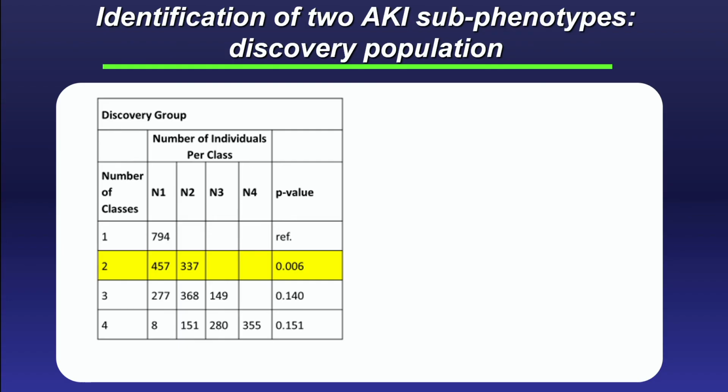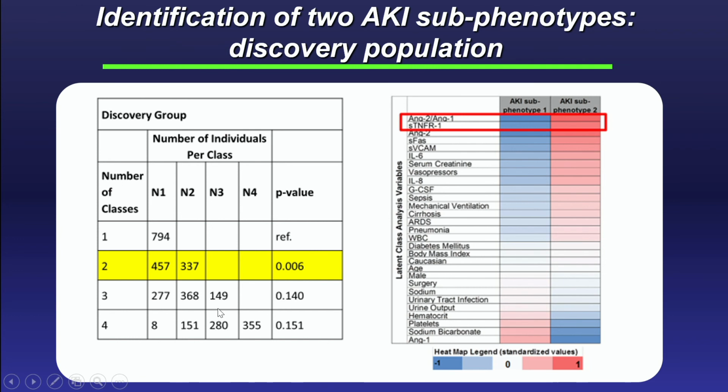So what do we find? When we first applied it to the discovery population, LCA identified a 2-class model that better separated the data. Here you can see around 60% of patients fell into class 1 and 40% into class 2. Now we looked at stratifying all the variables and developing a heat map. How do these variables separate between the 2 classes? We termed them AKI sub-phenotype 1 and AKI sub-phenotype 2. And as you can see, the markers that most differentiated the 2 groups were the ratio of angiopoietins 2/1, as well as TNFR1.